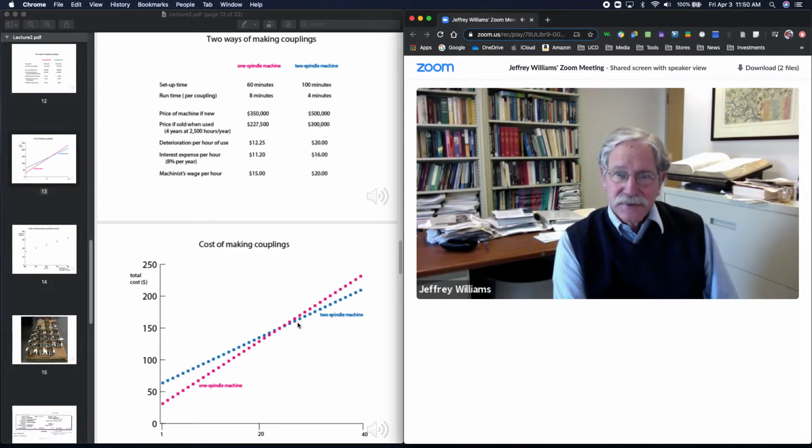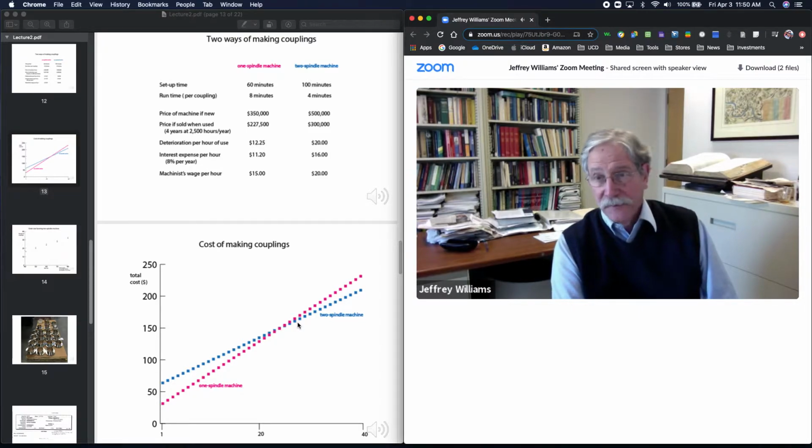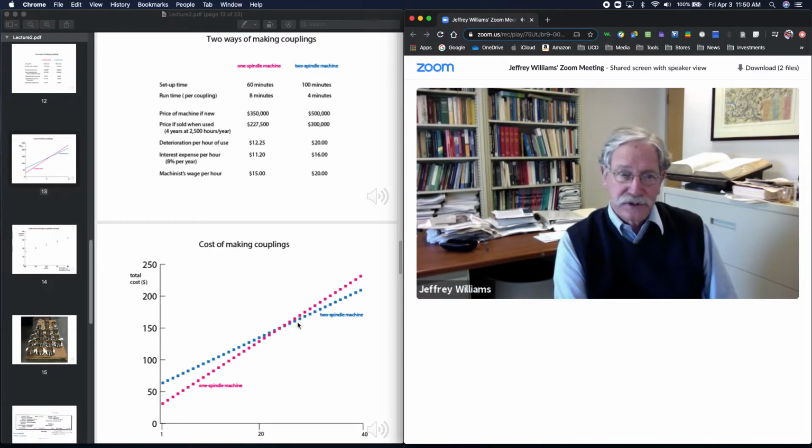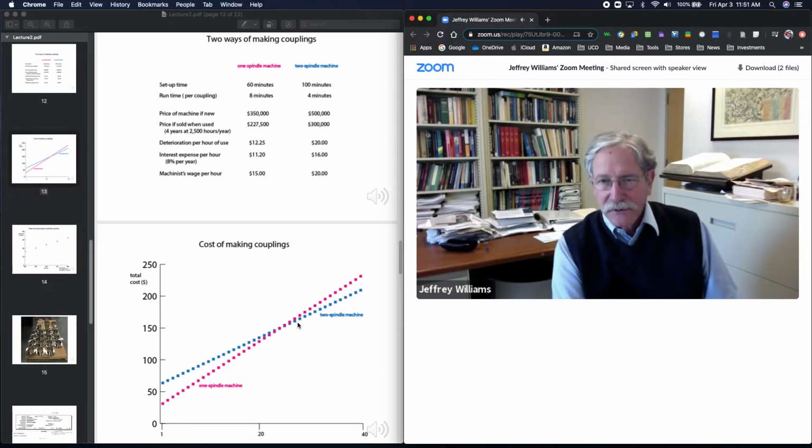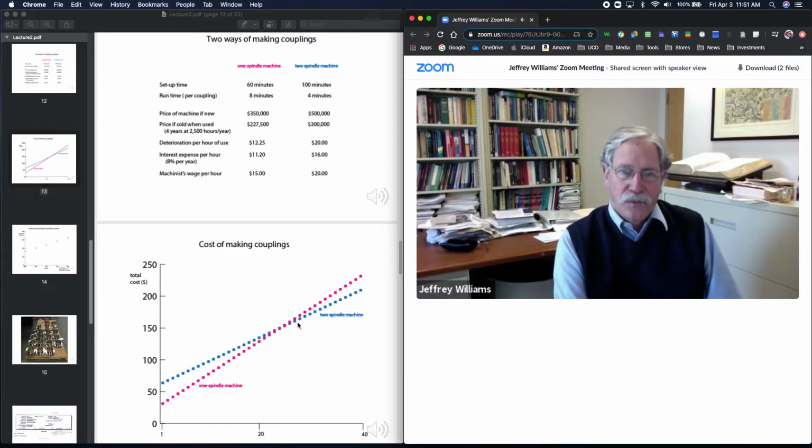It is cheapest to make 25 on the 2-spindle machine, but more fundamentally, over this range, say 23 or 27, it doesn't matter very much at all which machine is used. If you're making 40, there's a substantial cost savings to use the 2-spindle machine. If it's 10 that you're making, there's a substantial cost savings to use the 1-spindle machine. But in the intermediate range there really isn't that much difference. Now, why does that matter?